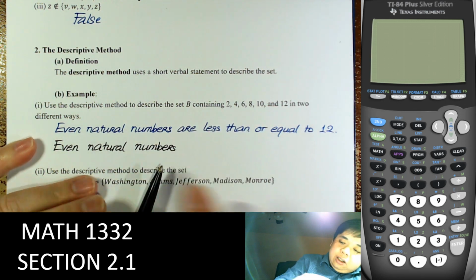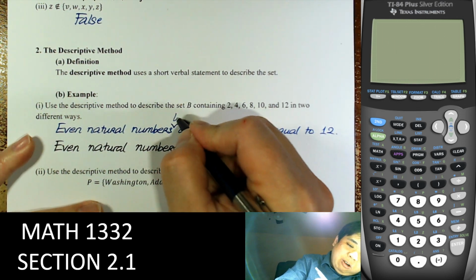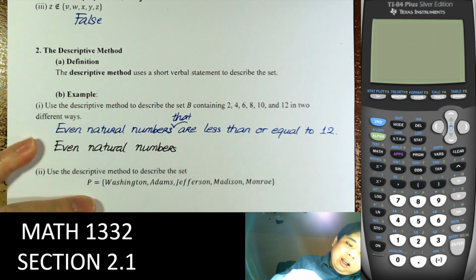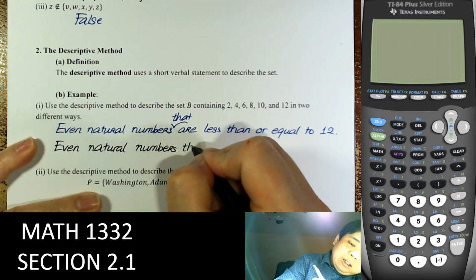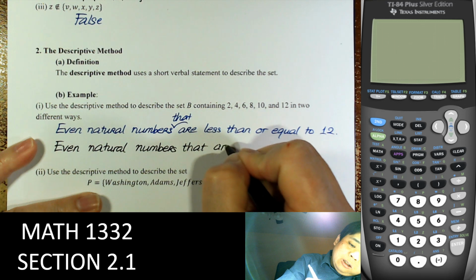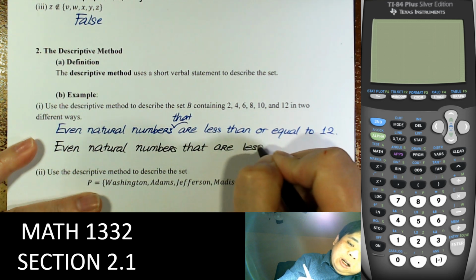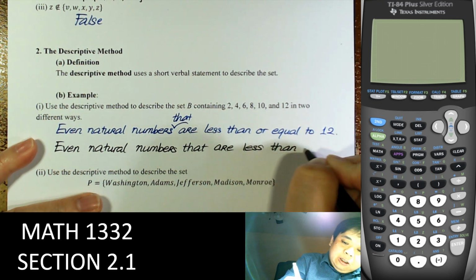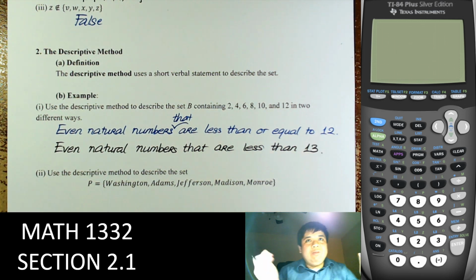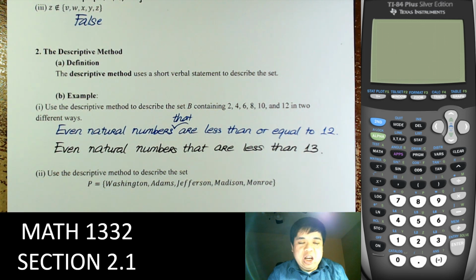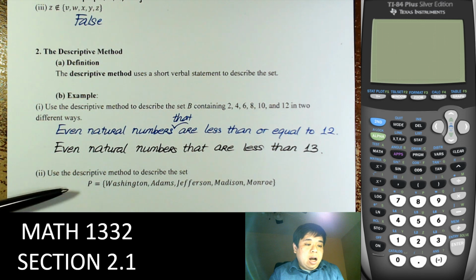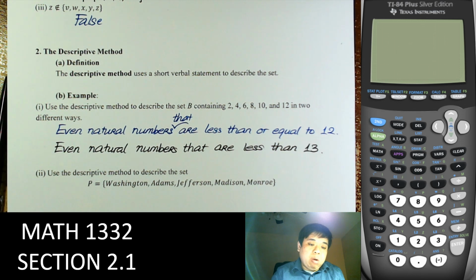Even natural numbers that are less than 13. That describes the same thing, essentially. Right. Next, use the descriptive method to describe the set.